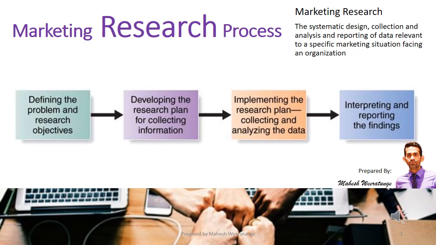By looking at the second step of the marketing research process, you can see research planning: developing a research plan for collecting information. So you need to develop the research plan properly. What type of data is to be collected, from where these data are collected, and what is the research population and the sample, what are the data collection methods, whether it is primary research you are going to do or secondary research, whether you are planning to collect qualitative data or quantitative data, like that.